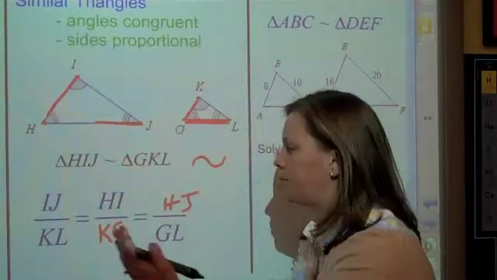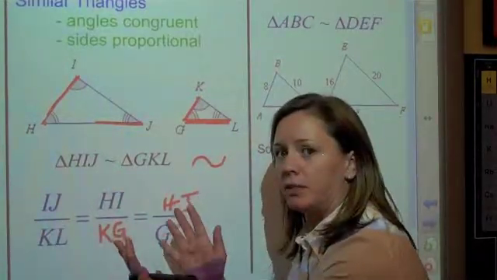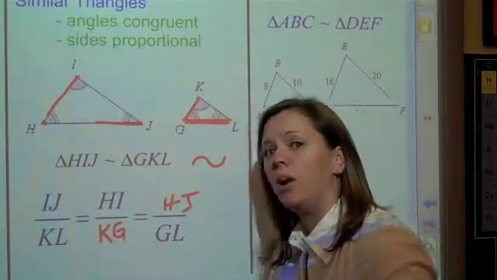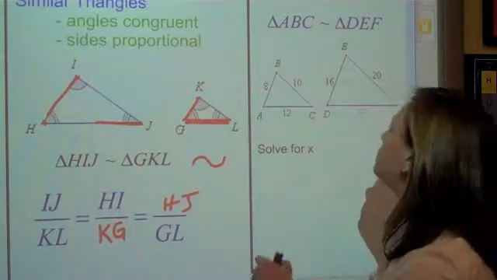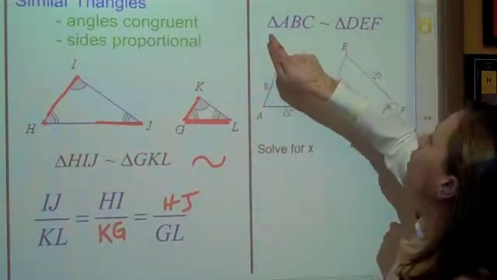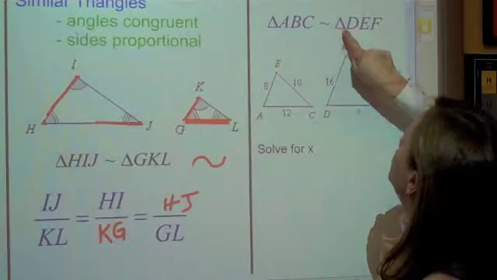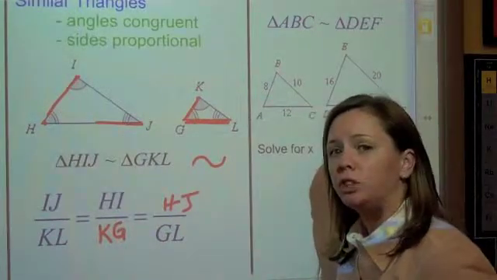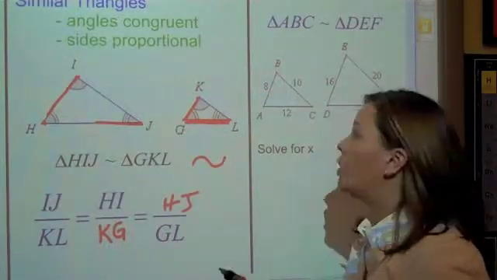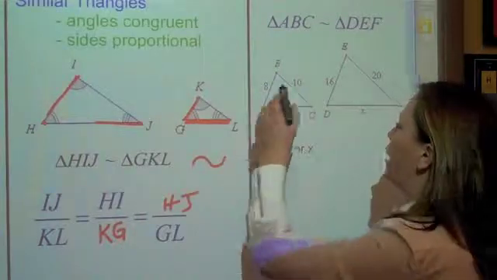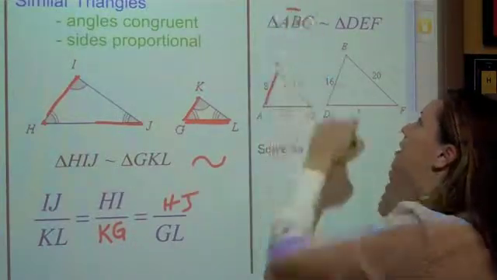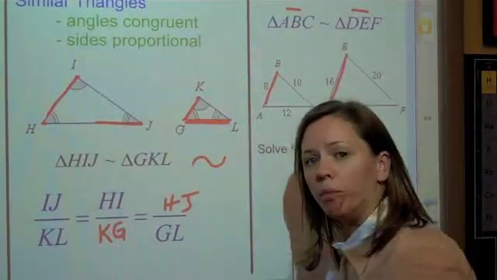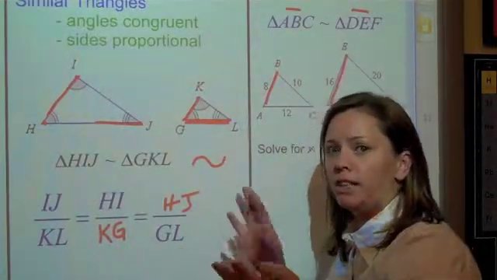So any one of these pairs of sides can be used to set up a proportion that you need to solve for a missing variable. Let's take a look at an example of how you would set this up and solve for x. Here we have 2 similar triangles. We know triangle ABC is similar to triangle DEF. Now pay attention to the similarity statement because it's going to tell you which sides correspond when your triangles are labeled. You know that, for example, side AB is going to match up with side DE.